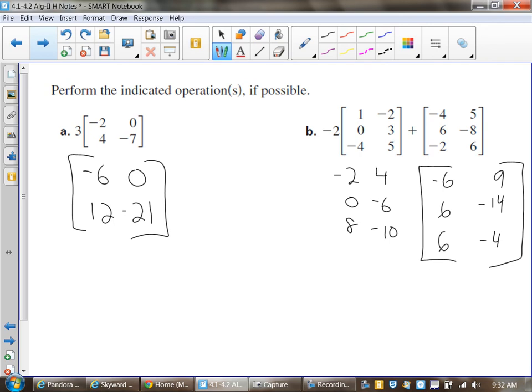Yeah, you can do Excel programs with these. You can run all this stuff through Excel. It's kind of tedious. It's a lot easier to use your calculator.